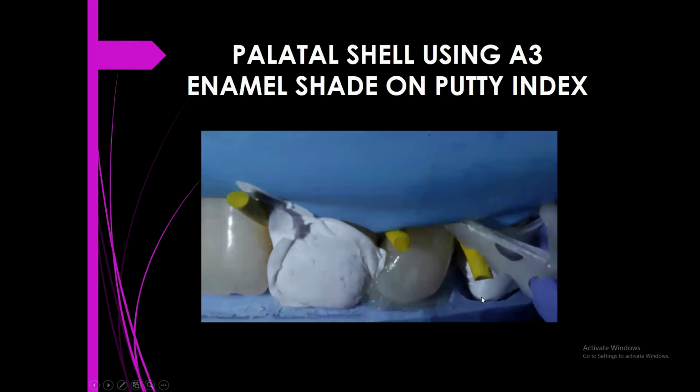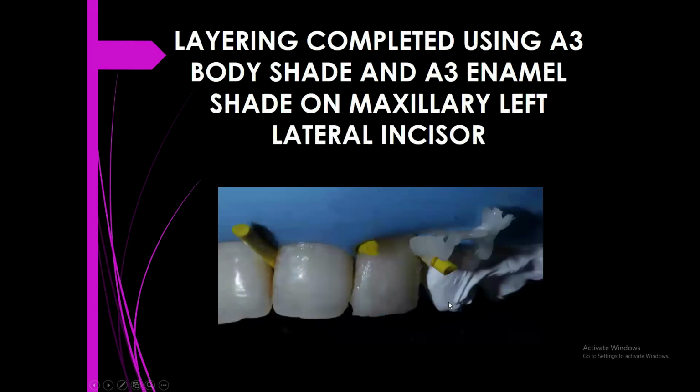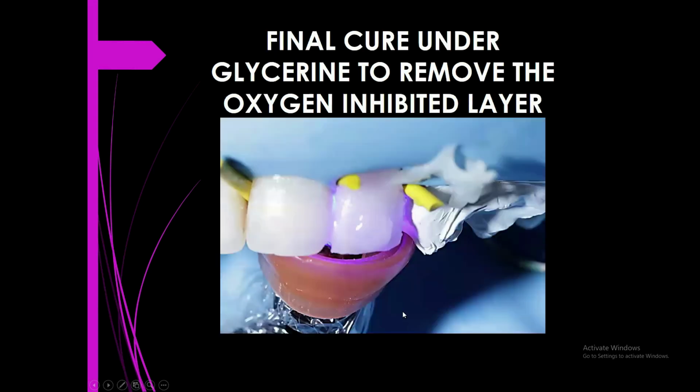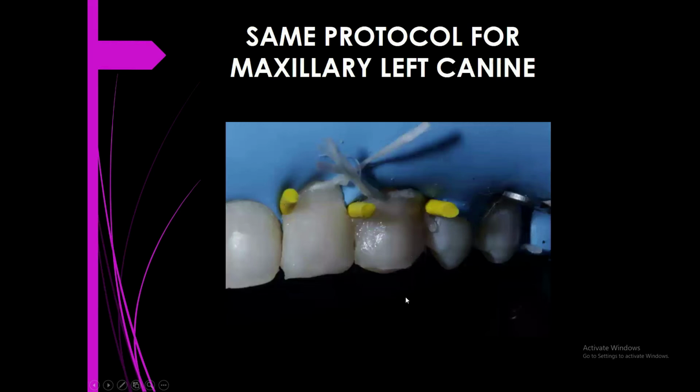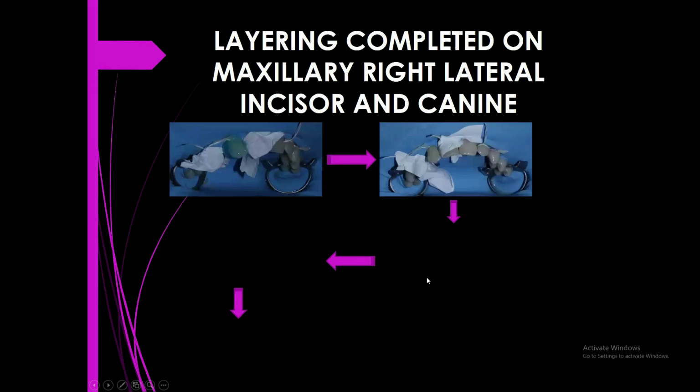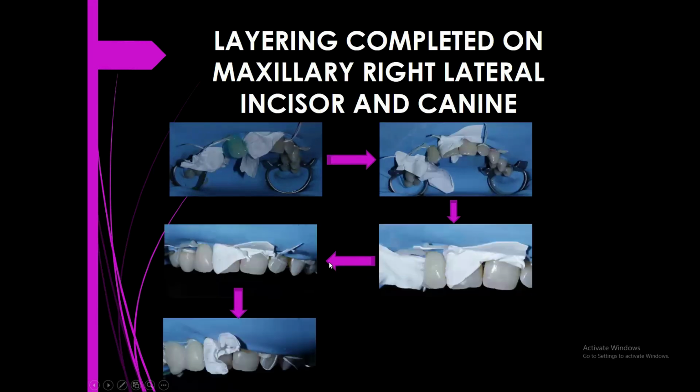Then with the help of the silicone putty index that we had, we made a palatal shell using A3 enamel shade on the putty index and adapting it on the tooth. Increments of body shade A3 and enamel shade A3 were used to complete the build-up of the maxillary left lateral incisor. The final layer was cured under glycerine to remove the oxygen inhibited layer. A similar protocol was used for the maxillary left canine. Exactly the same protocol was followed for the right side lateral incisor and canine.